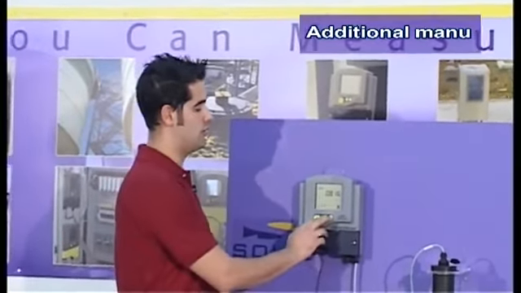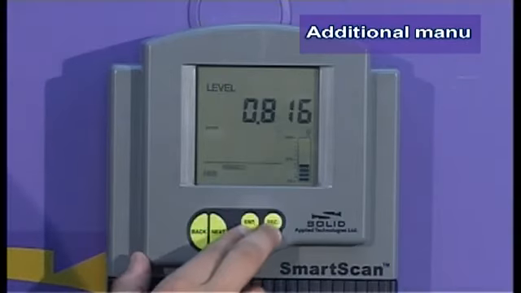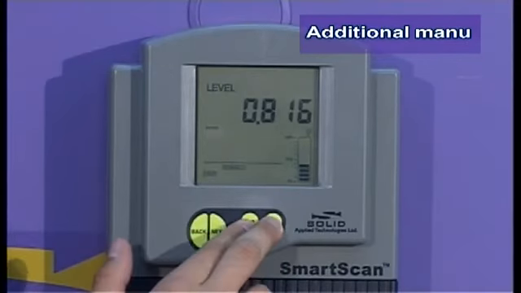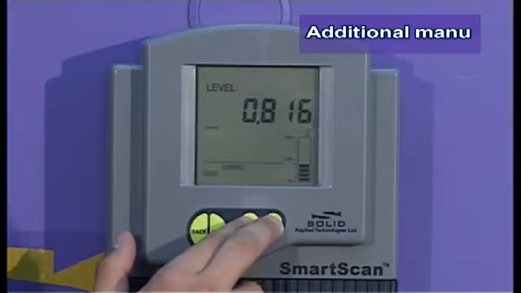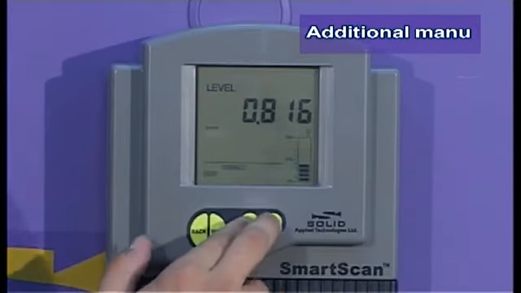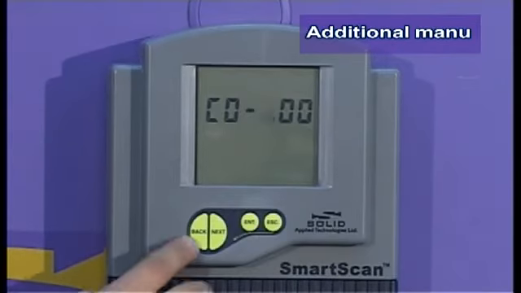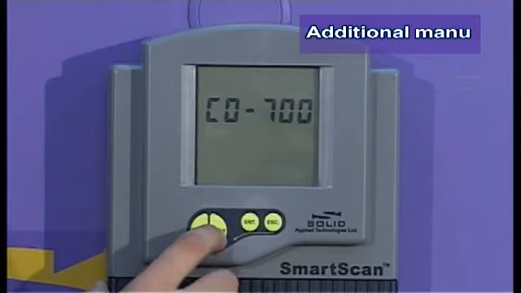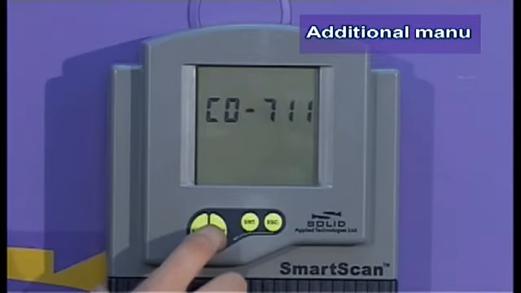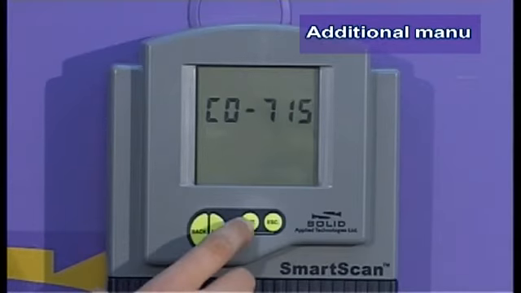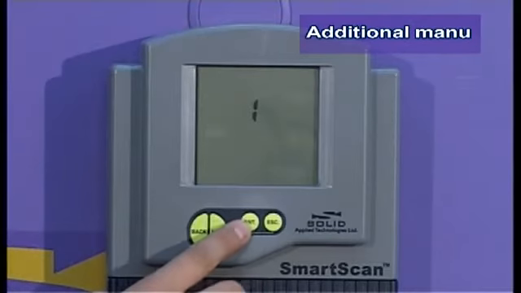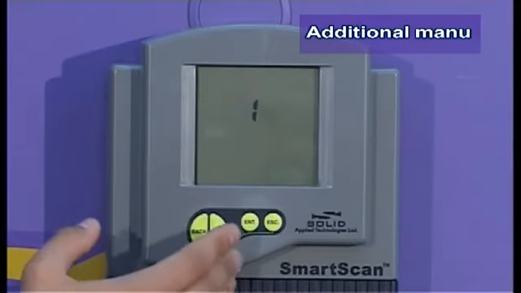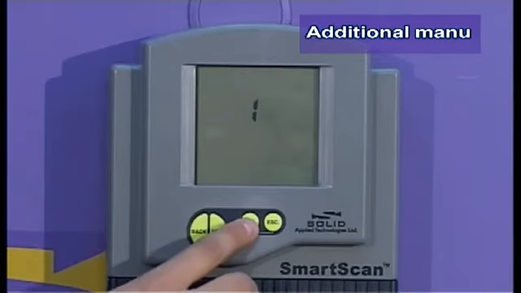In order to enter the additional menu, press Enter and Escape simultaneously from the measurement window. Enter code 716 and press Enter after. After pressing Enter, the digit 1 appears on the screen. Press Enter and icon number 1 blinks.